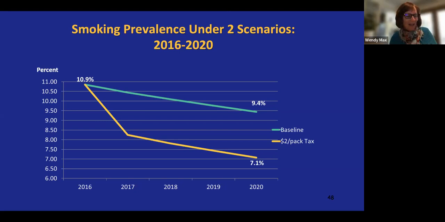The good news is that in the tobacco facts and figures that CDPH puts out, they estimated 6.9% cigarette smoking prevalence in 2019. So actually even a little better than we predicted. So I was relieved.